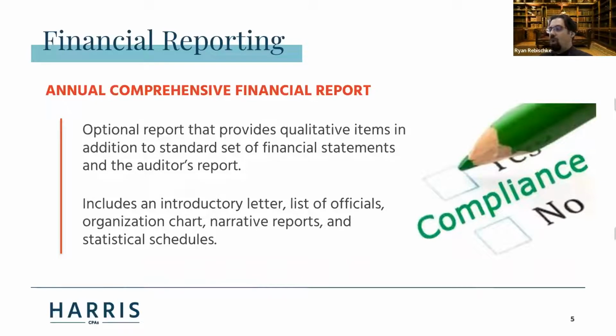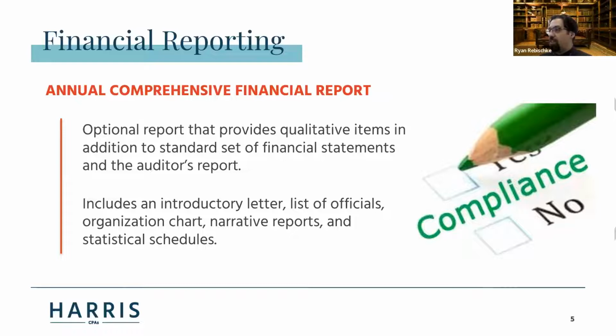Within the broad world of government financial reporting, there's something called an annual comprehensive financial report, or a CAFR. This is something that's not required, but optional. You might have seen one. Generally larger government entities will produce them. It's a comprehensive financial report. It includes the financial statements that serve as that snapshot of your entity.